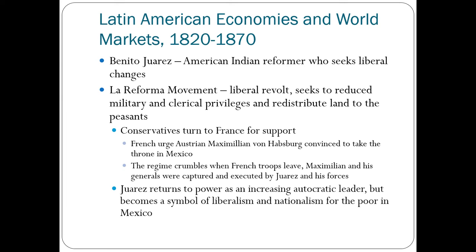And the French urged the Austrian Duke Maximilian von Habsburg. He was convinced to come over and take the throne in Mexico. This was a very, very short-lived government. Maximilian was overthrown and his generals were captured and executed by Juarez. Juarez will return to power. He will still be seen as a champion for liberalism, for nationalism, as a champion for the poor, but in reality he will become increasingly autocratic.